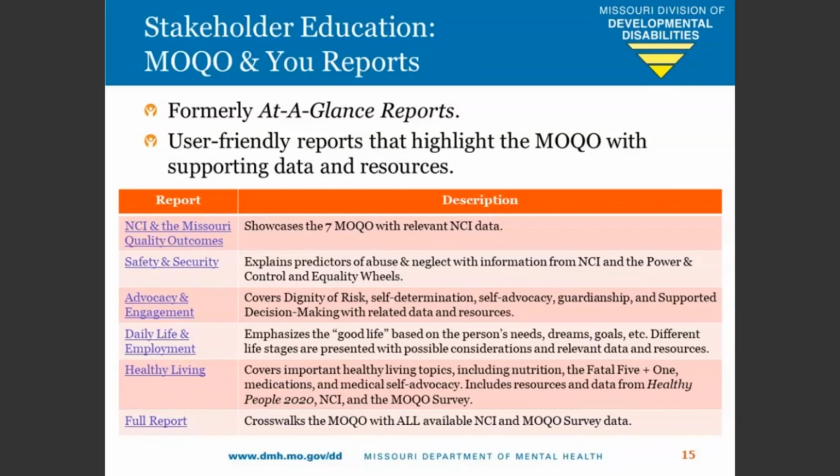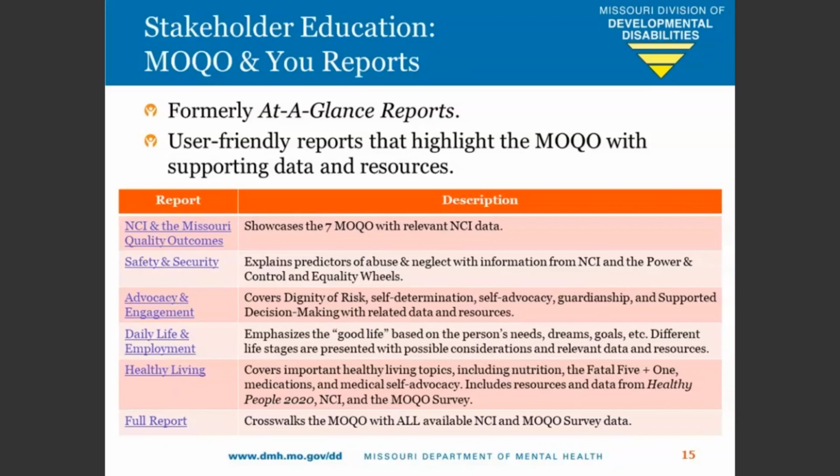We also have a report on advocacy and engagement. That one covers the topics of dignity of risk, self-determination, self-advocacy, guardianship, and supported decision making. And again, it has related data and resources.